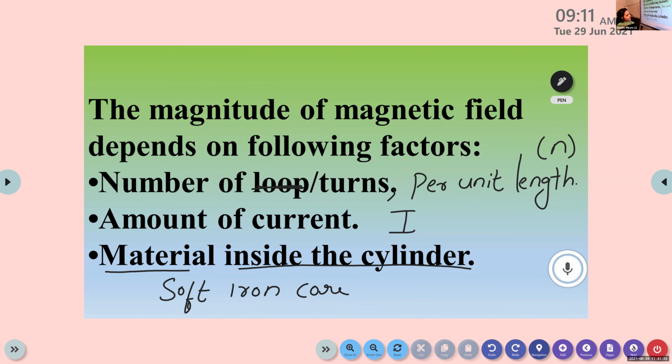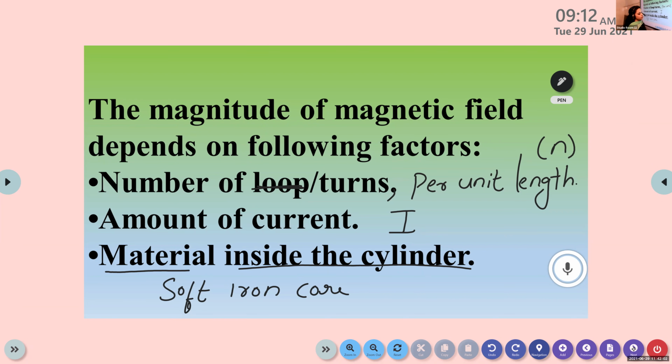All the factors are directly proportional to the magnetic field. So if we increase the number of turns, the magnetic field produced by the solenoid or conductor increases. If we increase the amount of current, the strength of the magnetic field produced by the current-carrying conductor or solenoid increases. Similarly, if we keep a soft iron core or any other such material, the strength of the magnetic field automatically increases. Is it clear?